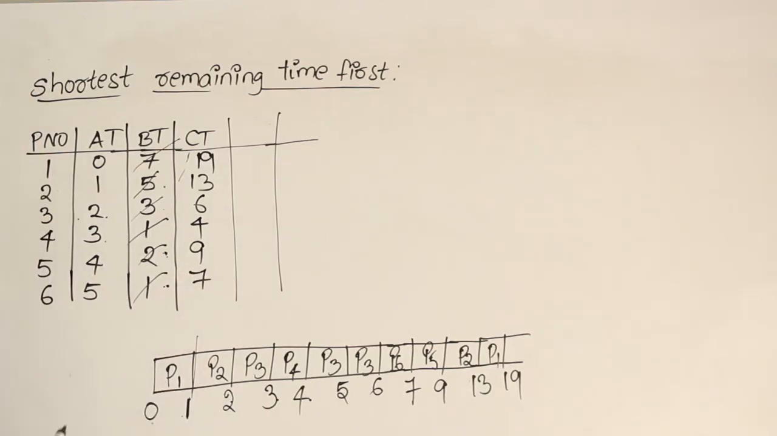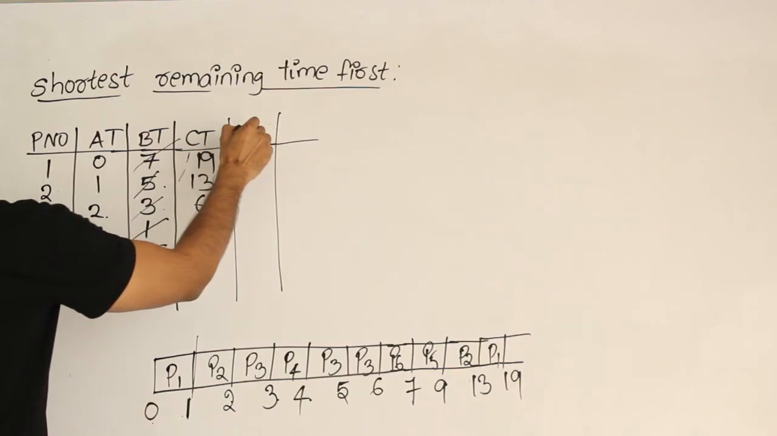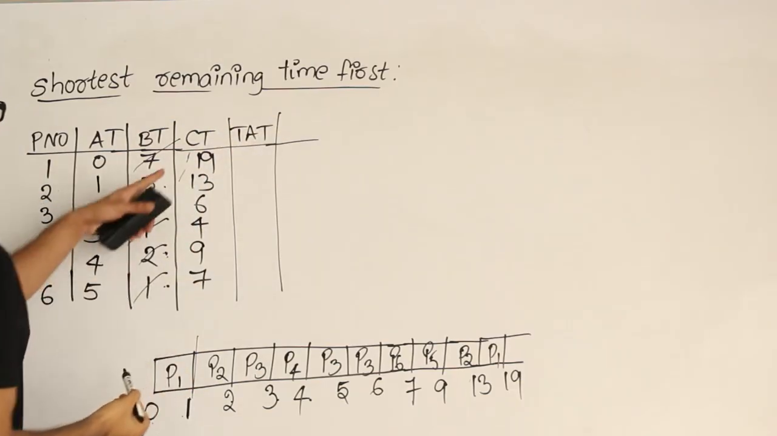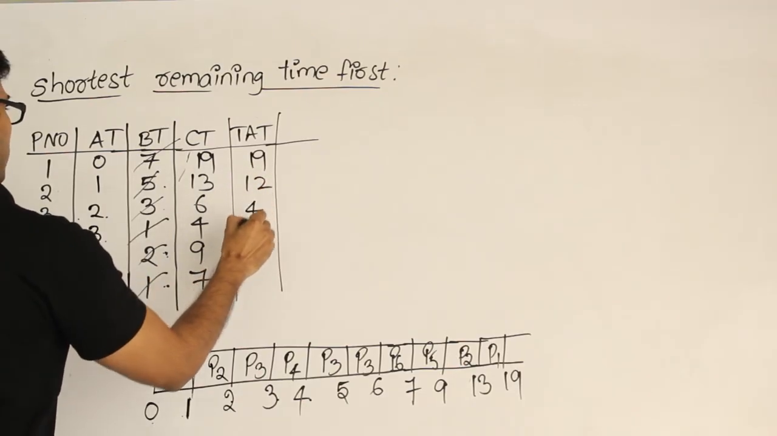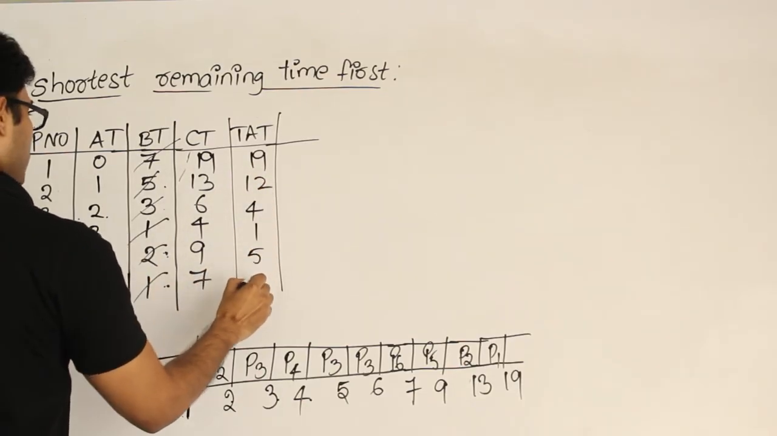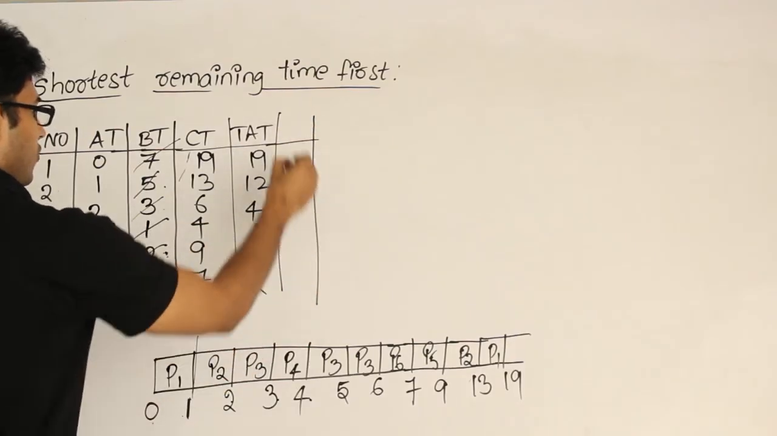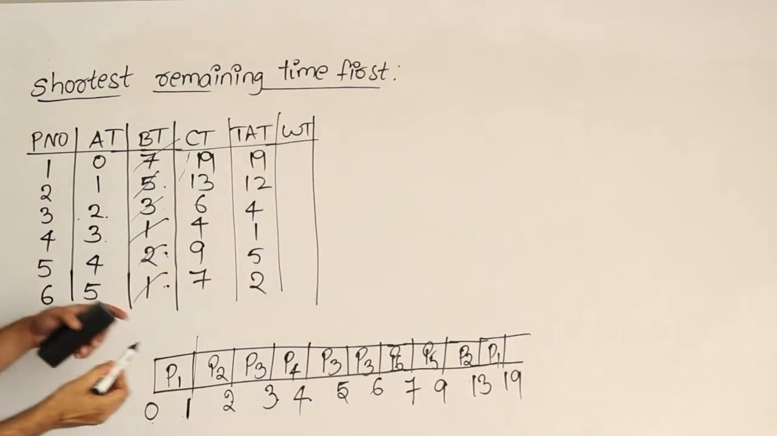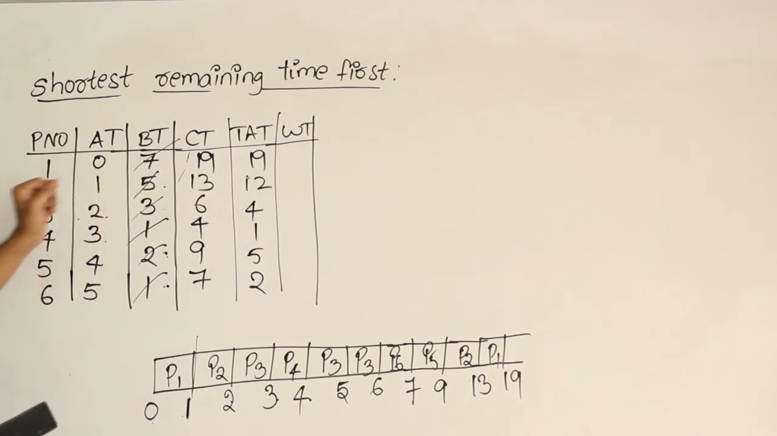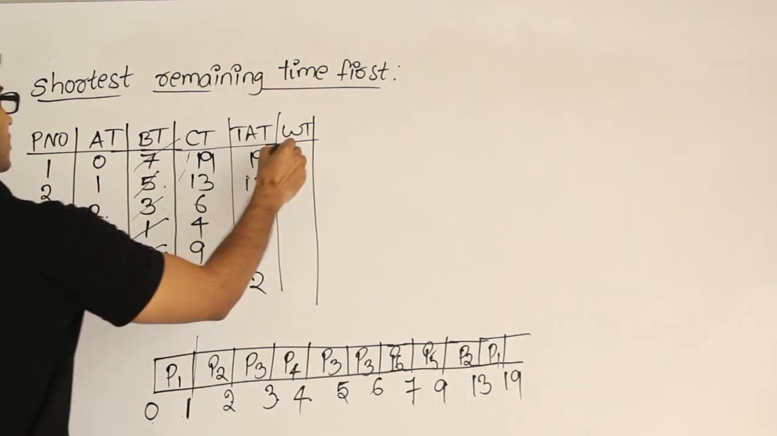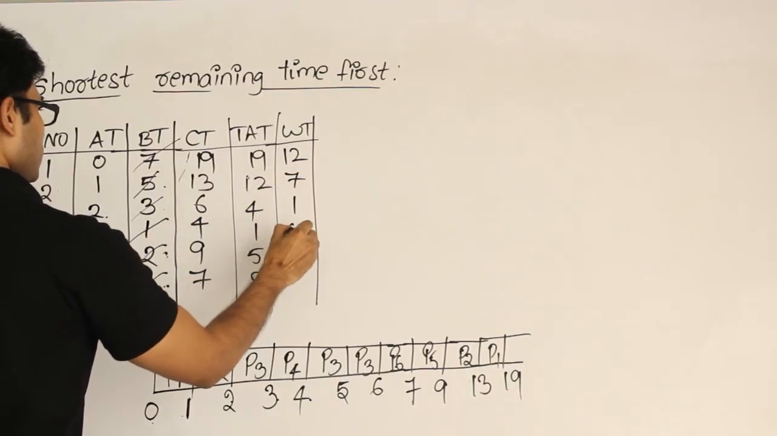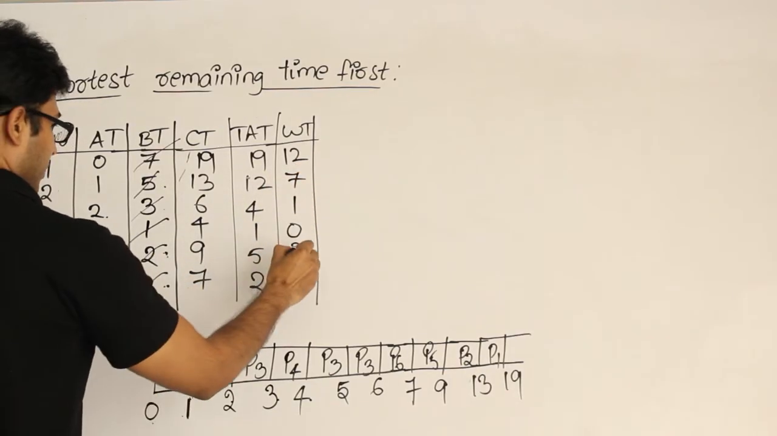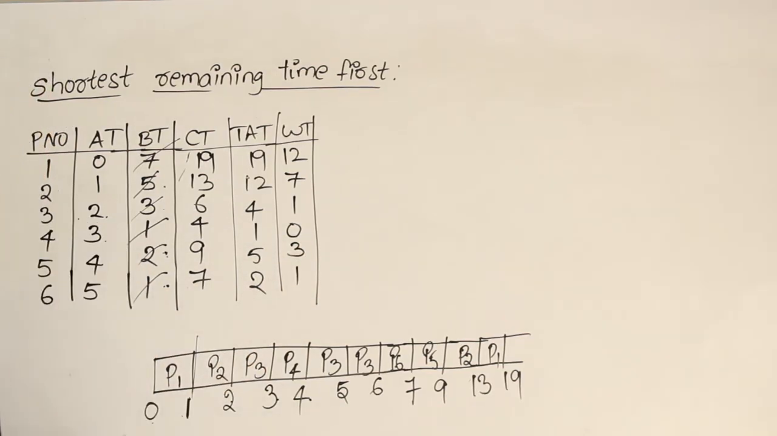That is about the completion time. And what about turnaround time? Turnaround time is completion time minus arrival time, which is 19, 12, 4, 1, 5, 2. This is the turnaround time. And what is waiting time? I told you, waiting time is turnaround time minus burst time, right? Then it is 12, then 7, then 1, 0, 3, 1. This is the waiting time, right? Now you can find out the average waiting time and average turnaround time.